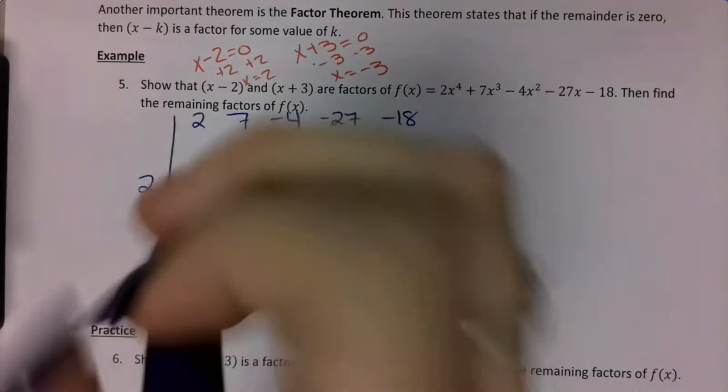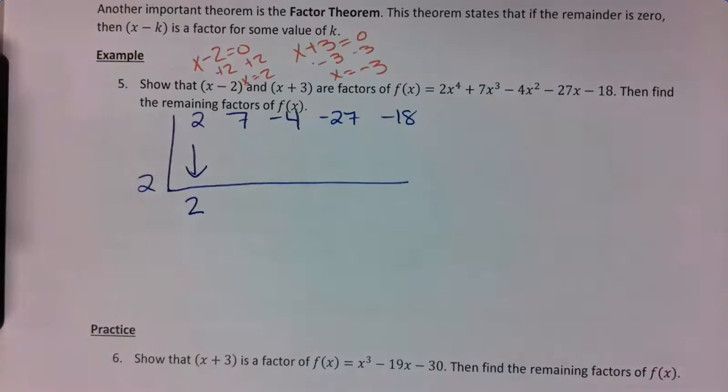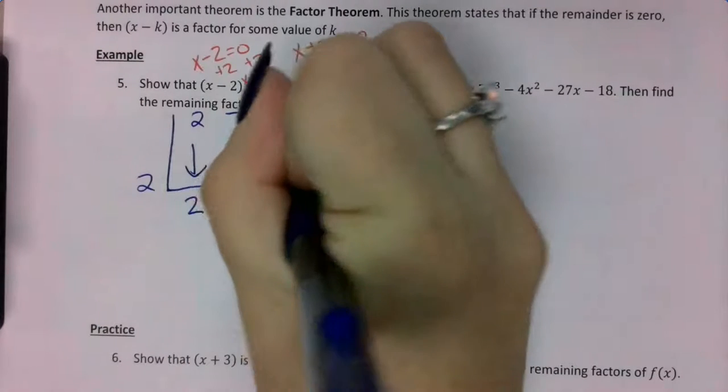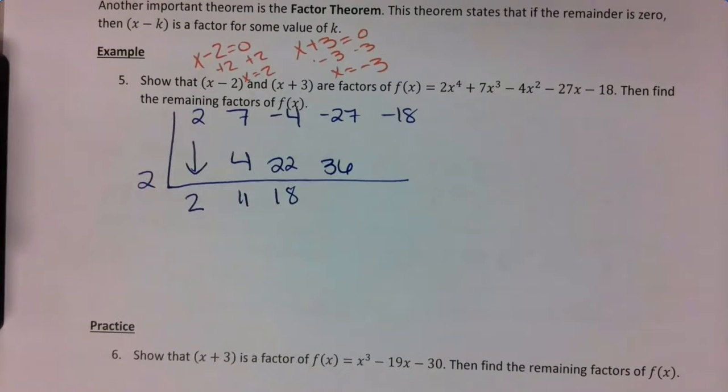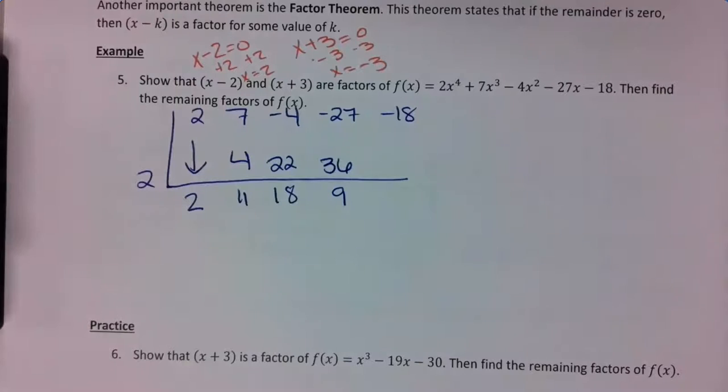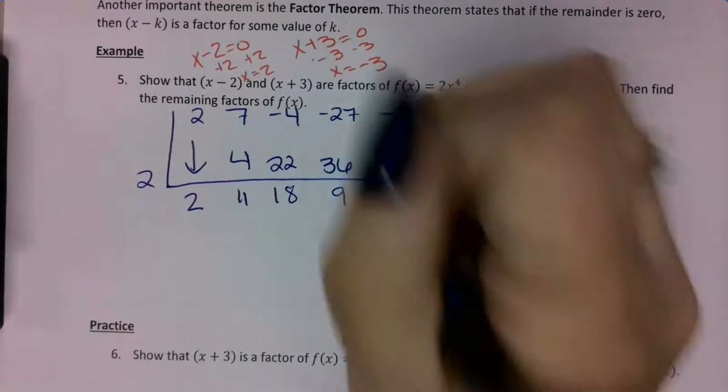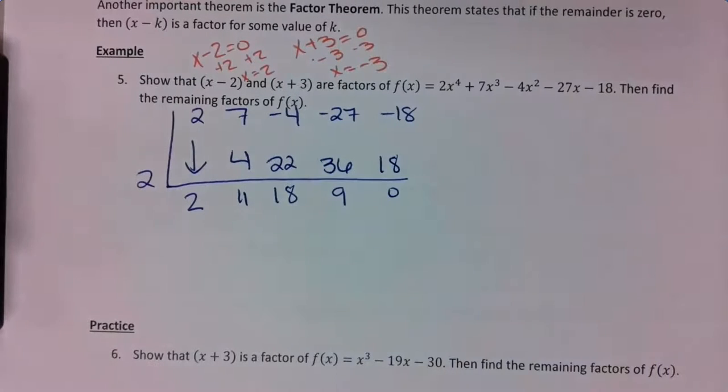Then, just like before, I want to bring this number down, and then multiply. 2 times 2 is... 7 plus 4 is... 11 times 2 is 22. Negative 4 plus 22, 18. 18 times 2, 36, or negative 27 plus 36, 9. And then 2 times 9, 18. So my remainder here is 0, which is good news.